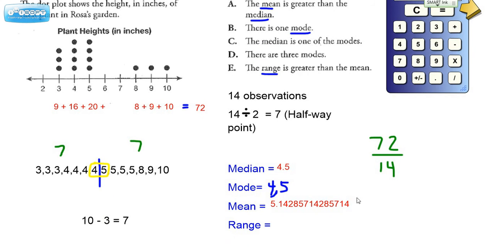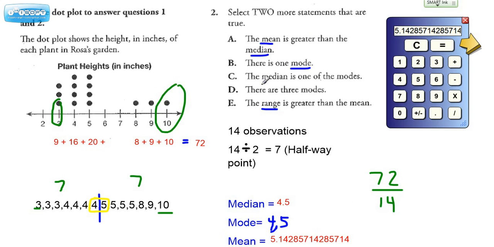All right, and now for the range, we have to take the highest number in the set, which is right here, and the lowest number in the set, which would be any one of these dots, which is here, and subtract them, and we get 7. All right, so now that we have all the measures of center, now let's look at the choices.